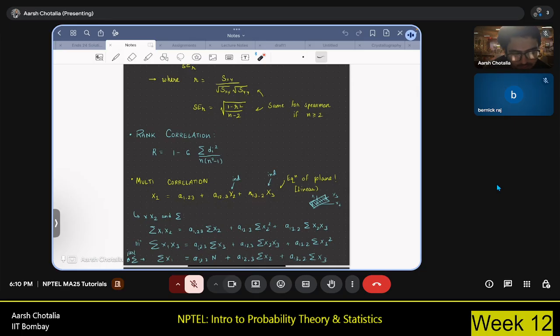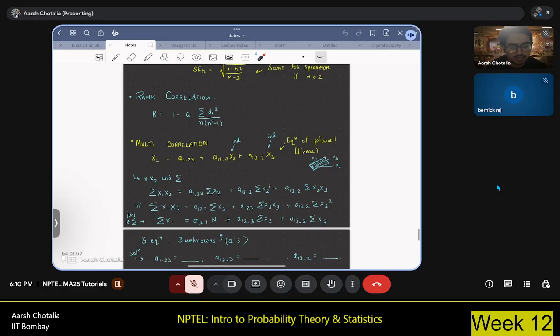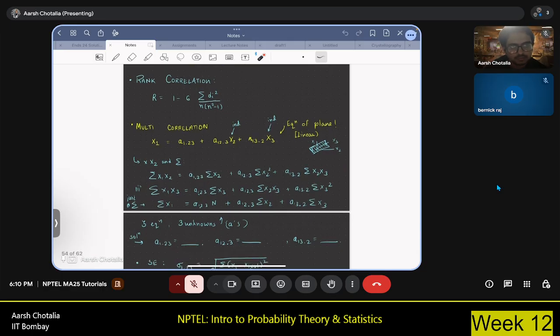Okay. And if you plot this on 3D, let's say these are x2 and x3, then x1 is a linear function of that. So that would be an equation of a plane. All right. So what we are saying is that all the given values lie on the plane, which need not be the case. Okay, but we are trying to best fit the plane. So which is the plane that best fits the data? So for that we have three unknowns. So we do three manipulations.